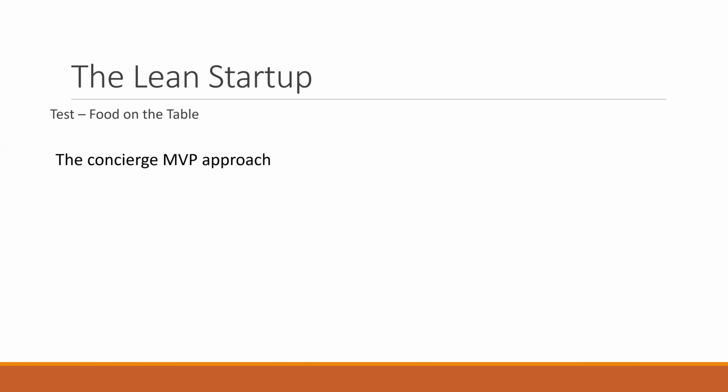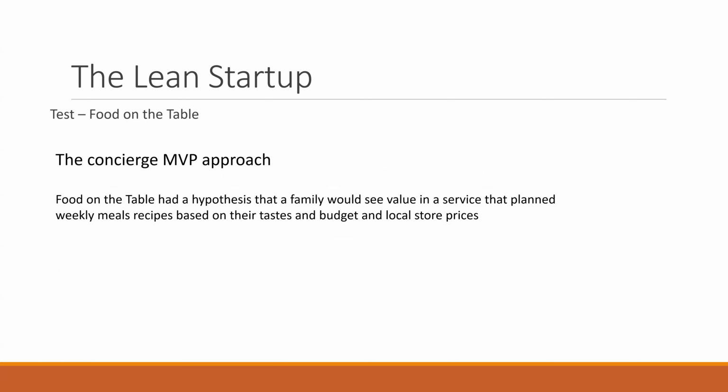So, this is a concierge MVP approach with a company that was called Food on the Table. What they were trying to do was create a system, and their hypothesis was that families would see value in having meals planned weekly, based on their tastes, and also budgeted based on prices in the stores, what's on sale, and what's available. So they wanted to have a service where you would log in and get your meal list for the week, and just go to the store with that list and shop.